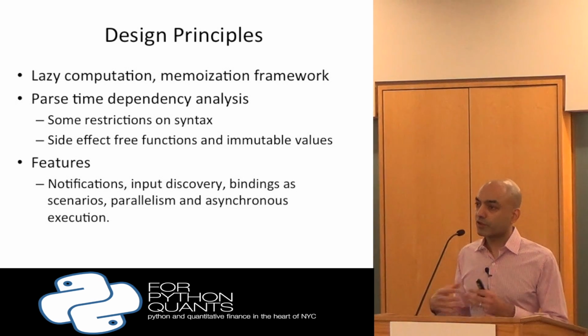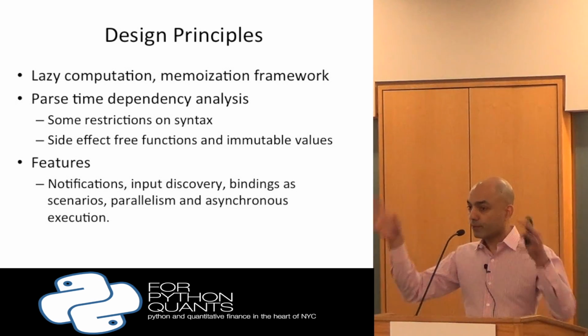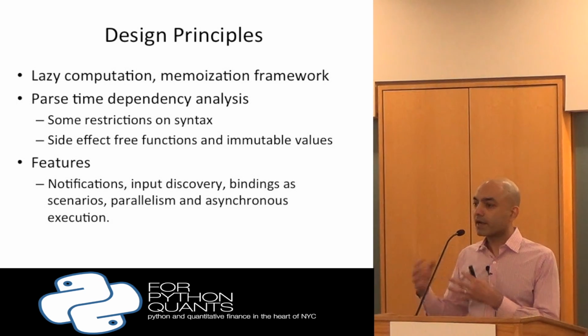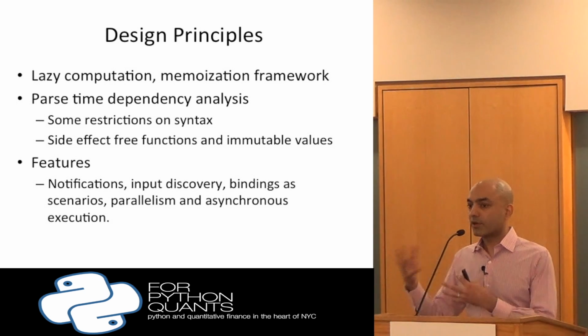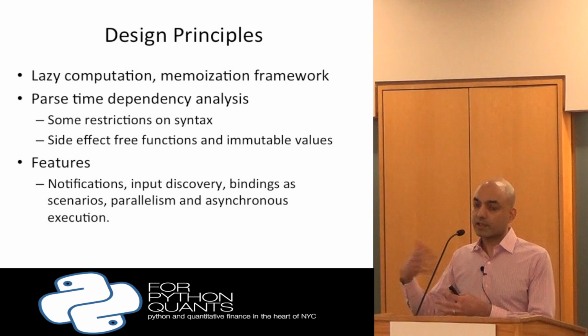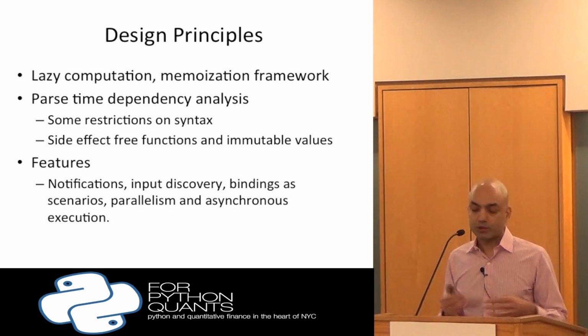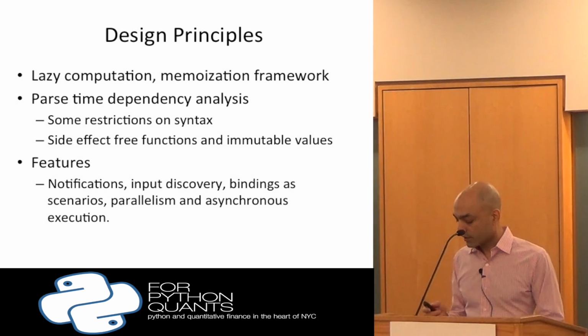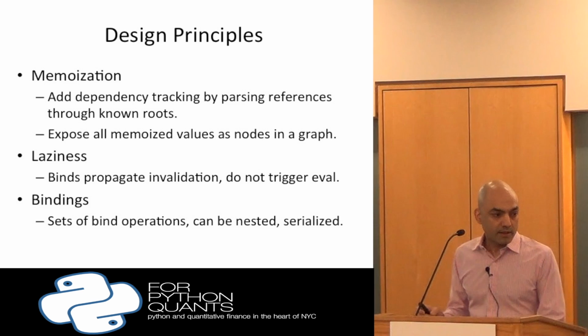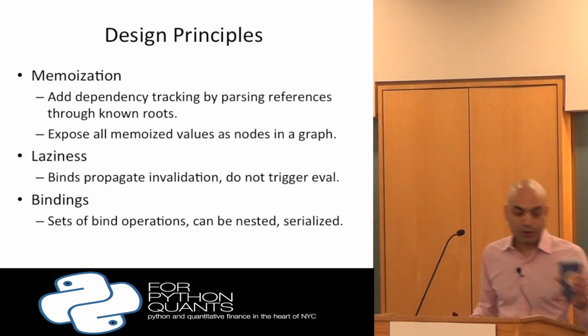And then we'll also have a notion of bindings. Since this is a pure immutable graph, we want to be able to bind values temporarily to change them to see how the effect of that would be. And we can also use this for parallelism, asynchronous execution, and things like that.